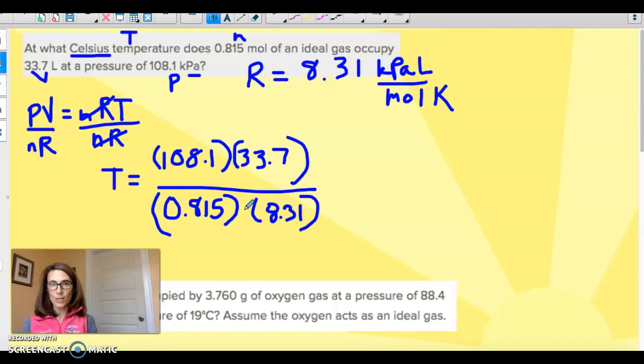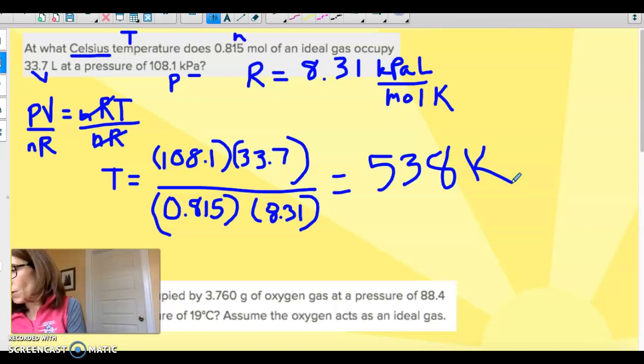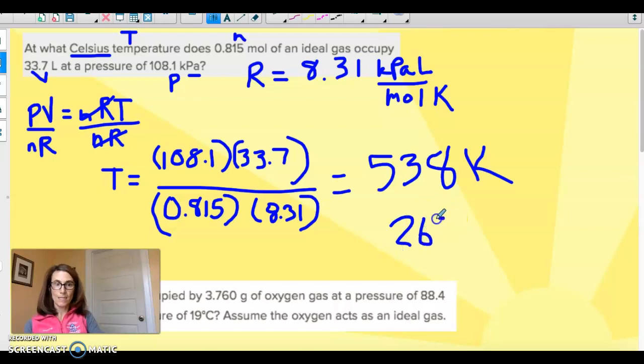And what I get, and I'm going to go with my least number of sig figs, which would be 3. So I'm going to take my 537.8 and round it to 538. Now remember that's Kelvin, and our problem is asking us for Celsius. So what do we have to do? We have to subtract 273 from 538. So 538 minus 273, and that gives me 265 degrees Celsius. It's pretty high temperature there.